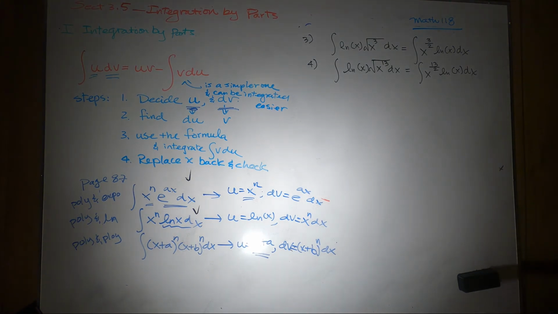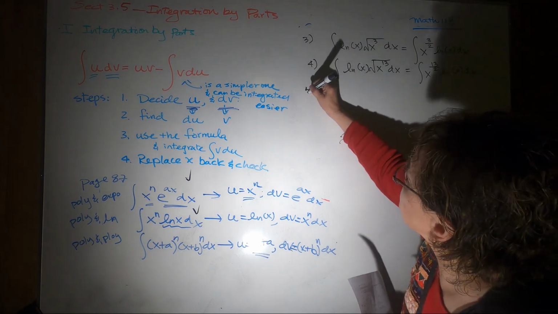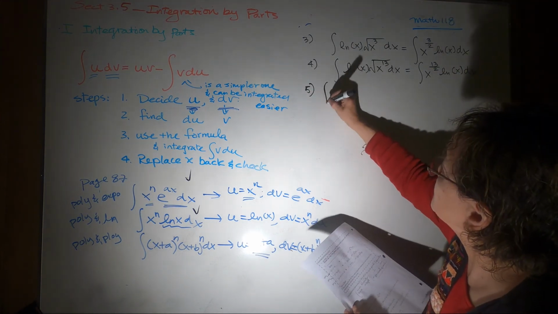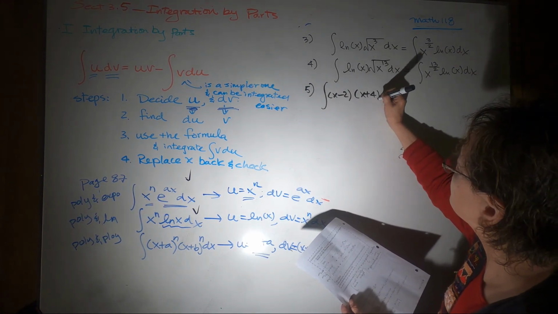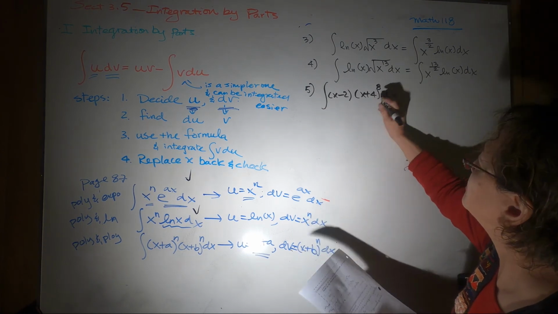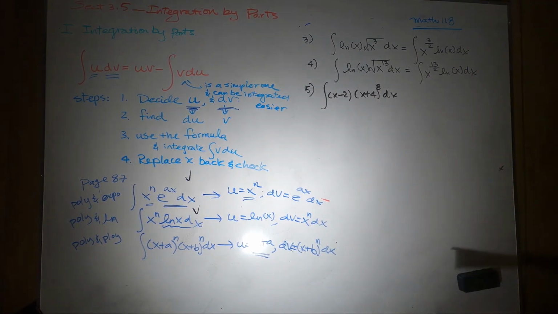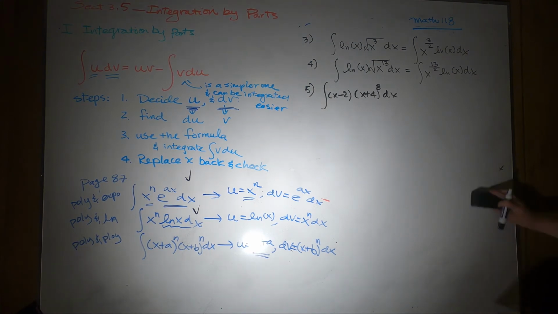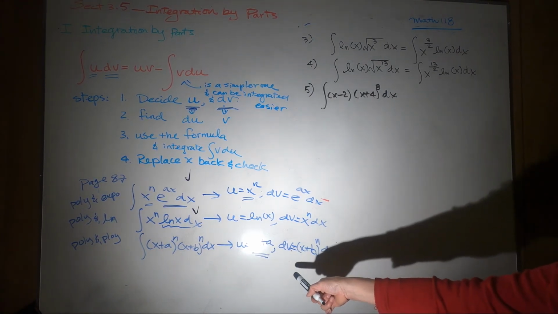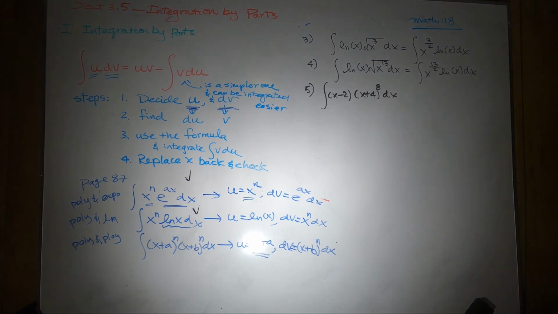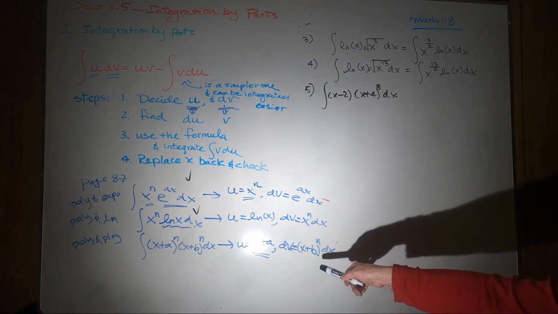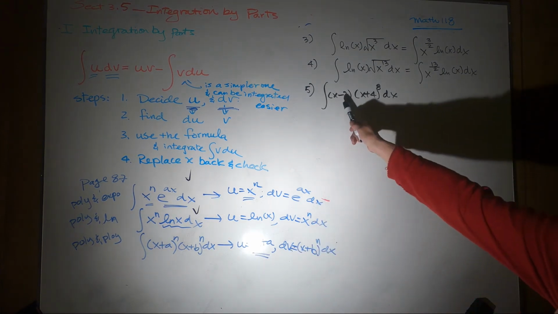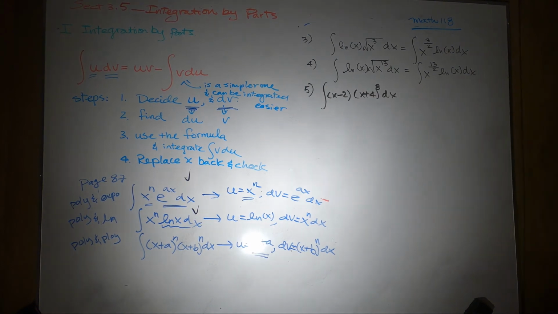On your page 87, the next example is x minus 2 times x plus 4 to the 8th power dx. Of course, you can multiply them out and write it individually, but that will take forever. If you use an advanced skill, you will save your time. According to this, for polynomial and polynomial, use u as one of them. That's good enough.